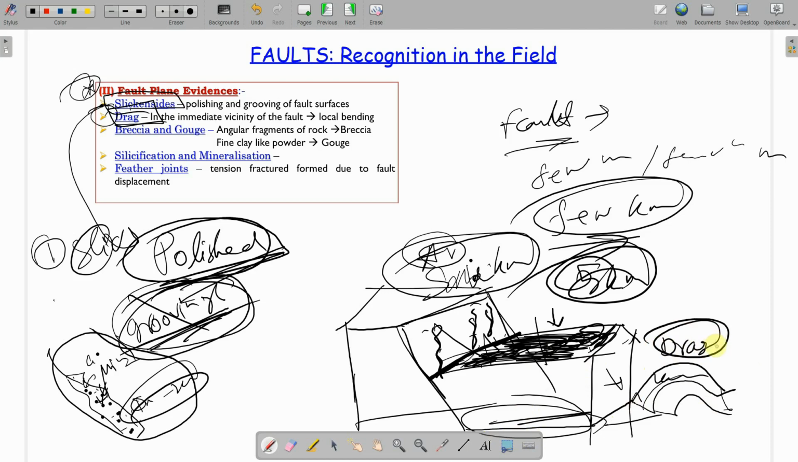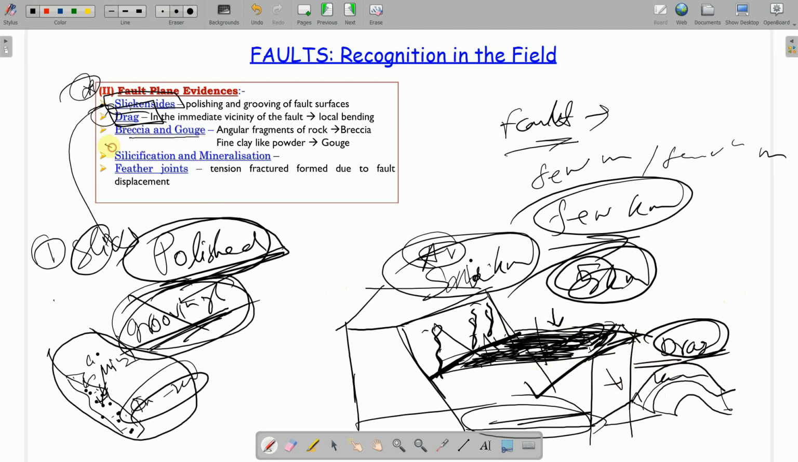This local bending that is developed is called the drag fold. So the local bending which is caused by the fault displacement is called drag. It basically indicates the direction of movement along the fault. Okay, this is also an indication of fault in the field.